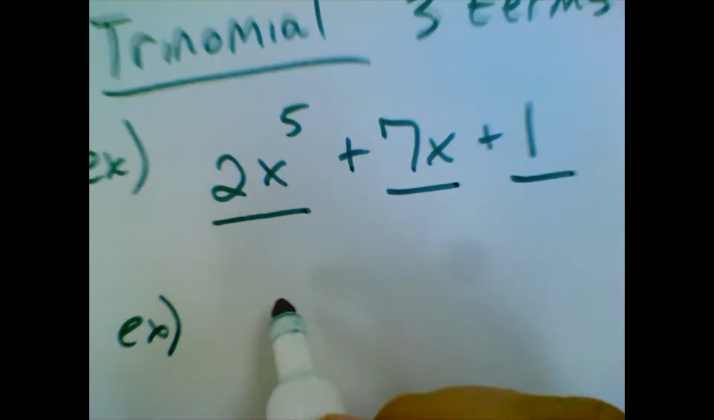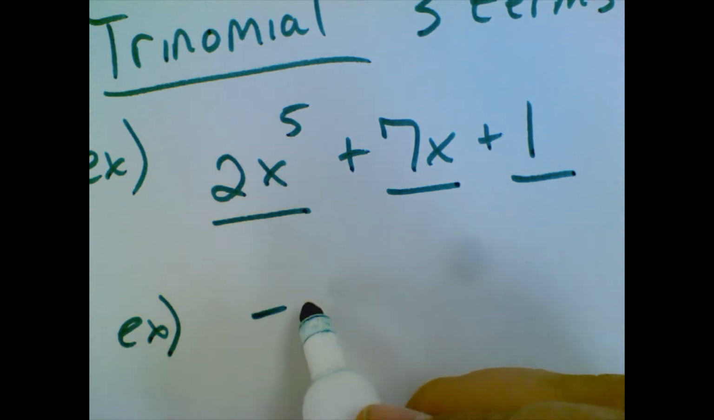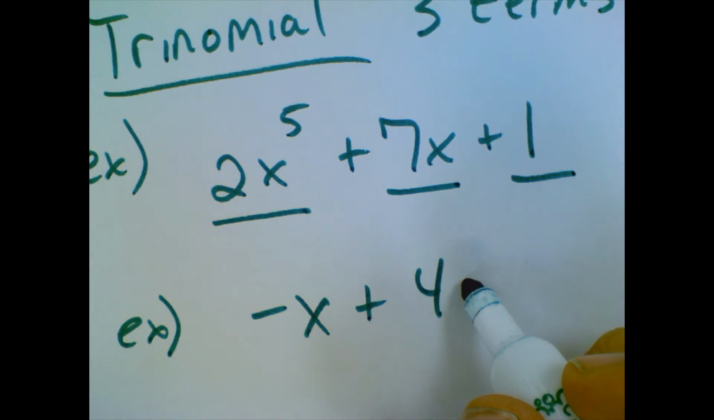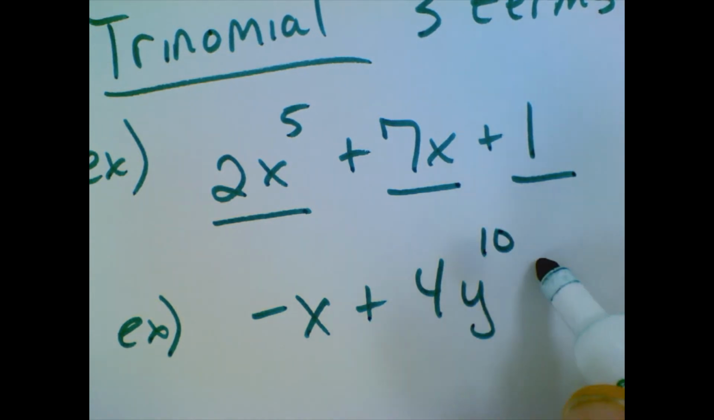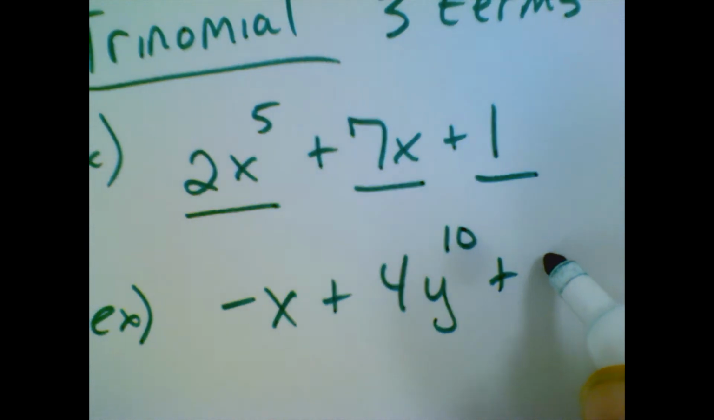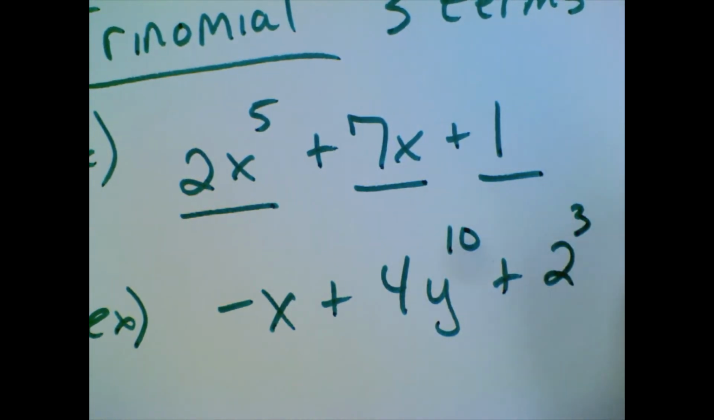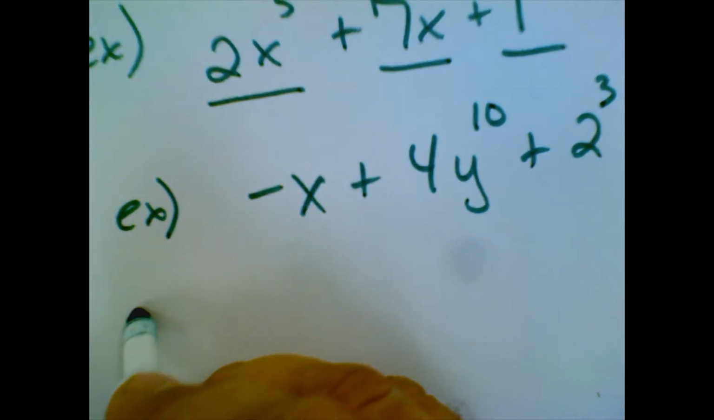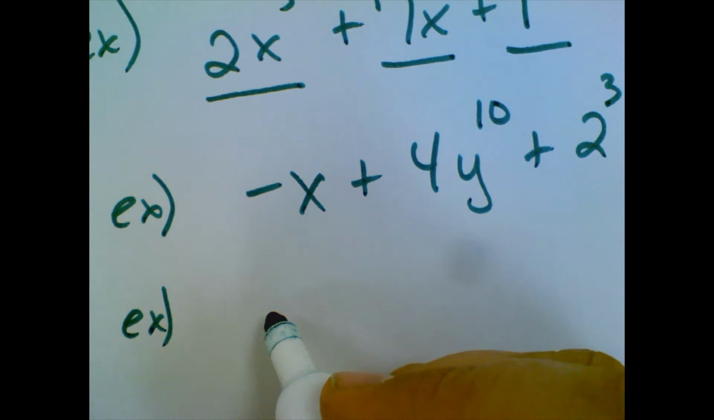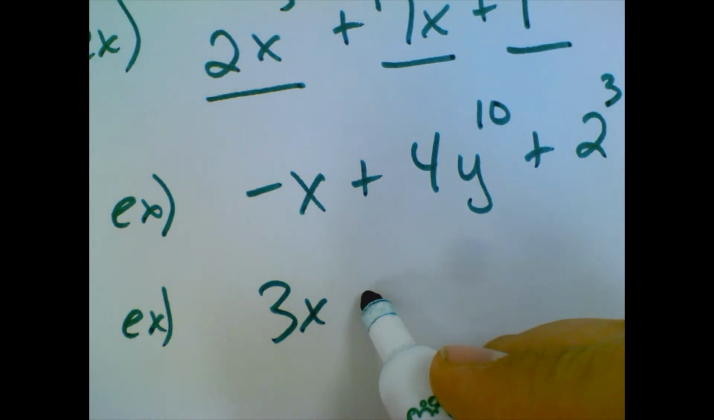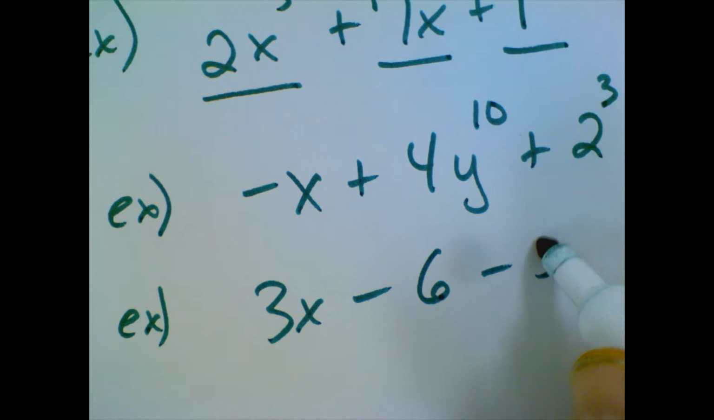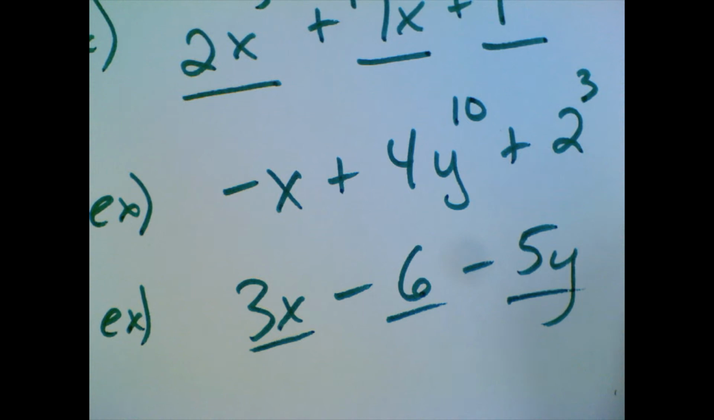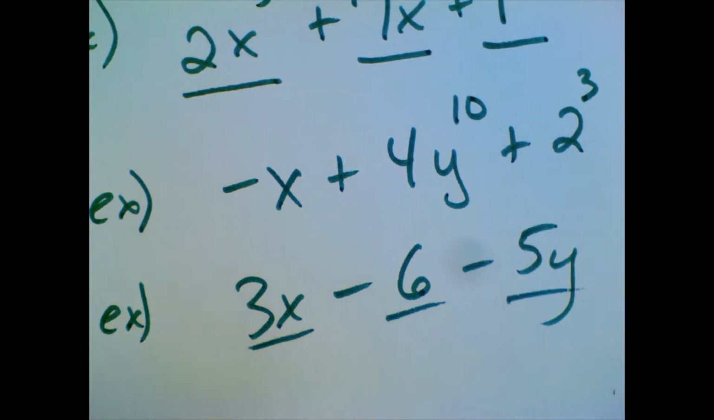Another example might be negative x plus 4y to the 10th plus 2 cubed. Okay, that's another example of a trinomial. Here's another example. It doesn't always have to be adding. It could be, let's say, 3x minus 6 minus 5y. Okay, the terms are separated by adding and subtracting. So a trinomial has three terms.